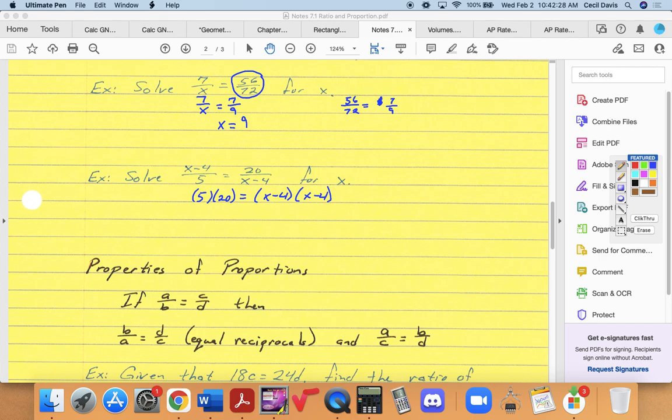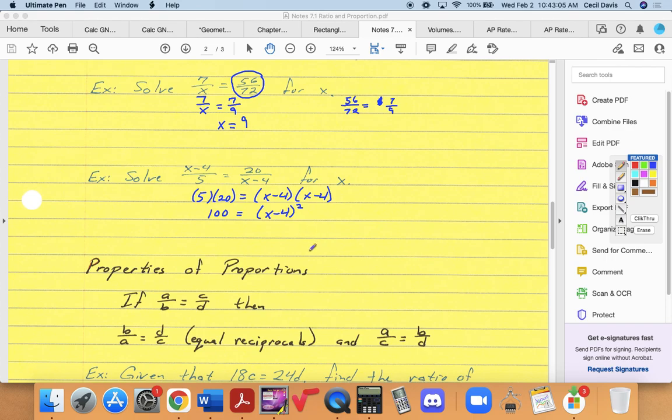Five times 20 is 100. Now, on the right side, you could distribute and get a trinomial, an x squared minus 8x plus 16. That's not the easiest way to do this particular problem. Do you notice that these are both exactly the same thing? So I'm going to rewrite this as x minus 4 squared. Then I'm going to take the square root of both sides.